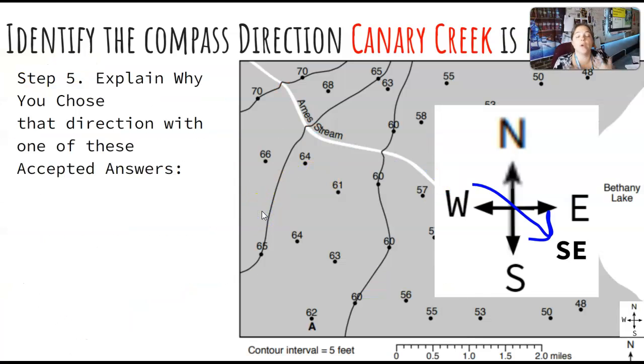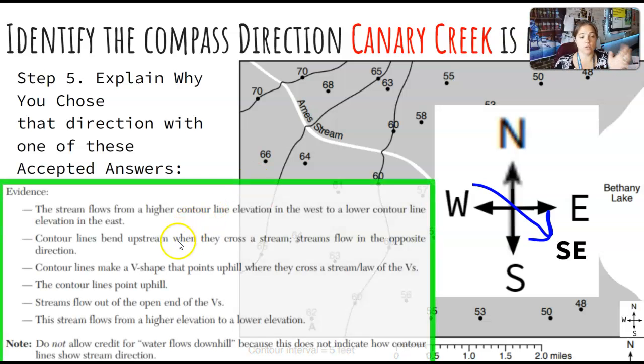Step 5, you have to explain it. How did you get it? Acceptable answers: stream flows from a higher to a lower contour. Contour lines bend upstream when they cross a stream. This is the one I like. Contour lines make a V shape, points uphill where they cross the stream. Here you go, right here.